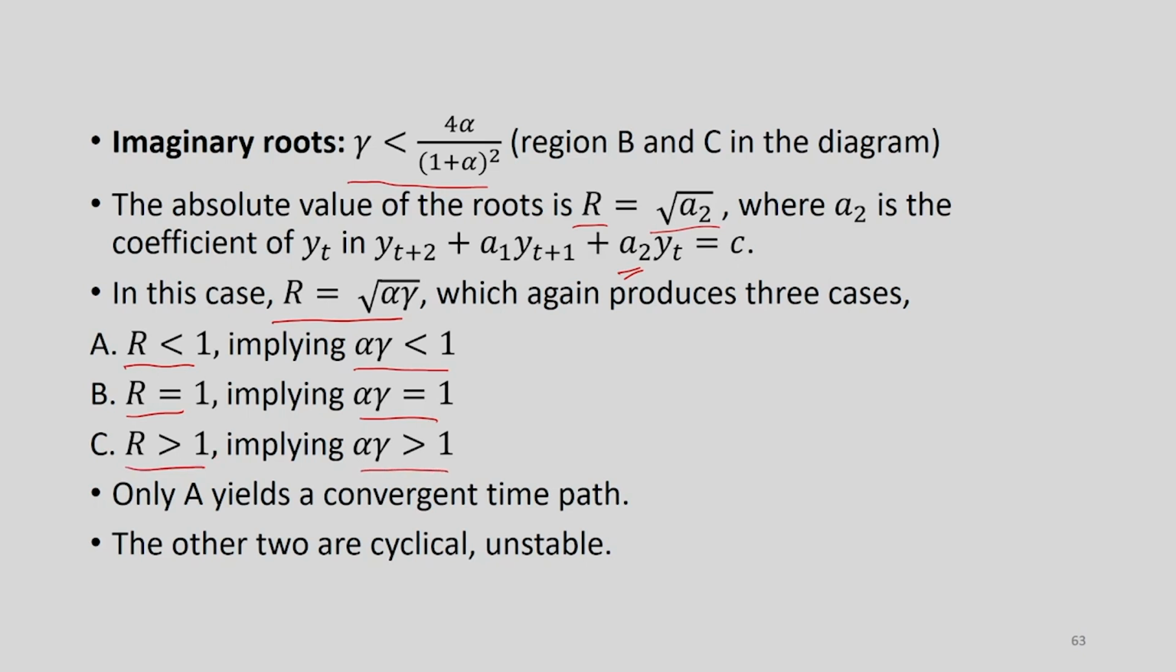Now, out of these 3 only the first one will be convergence, because in that case r is strictly less than 1. The other cases will be cyclical movements obviously, but here there will be uniform oscillation and here there will be oscillation with explosive behavior, right, and generally these are unstable cases.